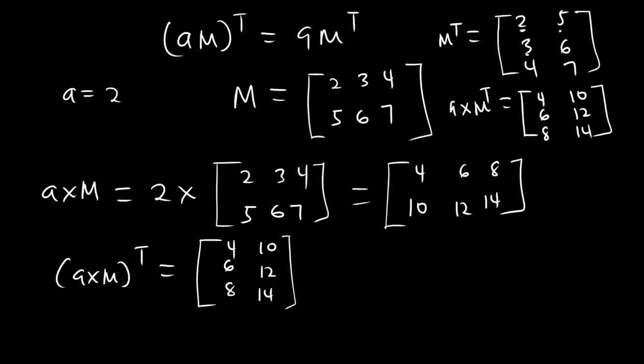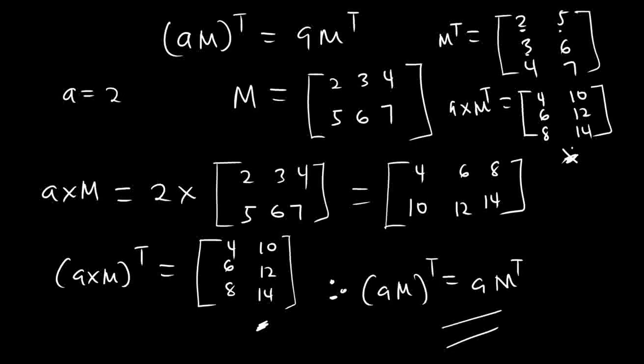So then you see that this value that we got here is the same as this value that we got here. So that means this property is true. Therefore, multiplying the scalar A by the matrix M and then taking their transpose will be the same as multiplying the scalar A by the transpose of the matrix M. So this means that this property is true. Okay, let's look at another property.